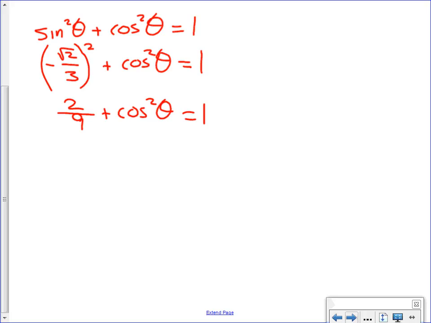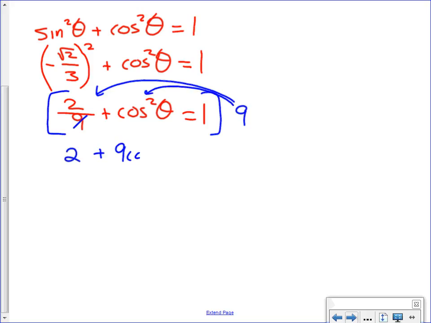Now, I don't like fractions. So the way you get rid of it is, just multiply everything by the denominator. When you multiply it here, it cancels the 9, so you just get 2. You have to multiply the 9 to everything, though. So it'll be 2 plus 9 cosine squared is equal to 9.